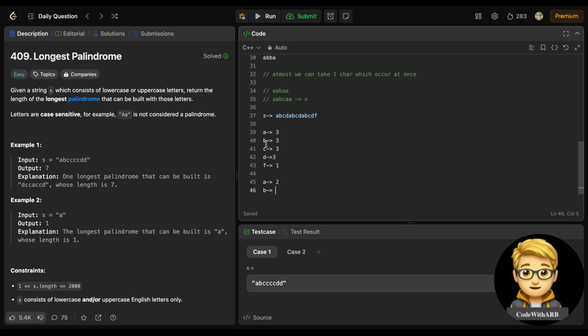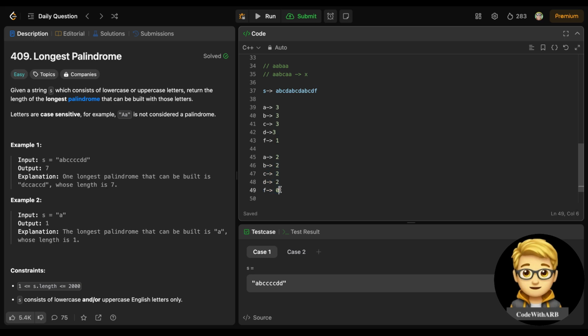For b, we will take only two characters, because three is not even, right? So we will leave out one character and take only two. For c again, we will take only two characters and leave one c. For d again, we will leave one d and take two. For f, it is already one, so for now I will take zero.